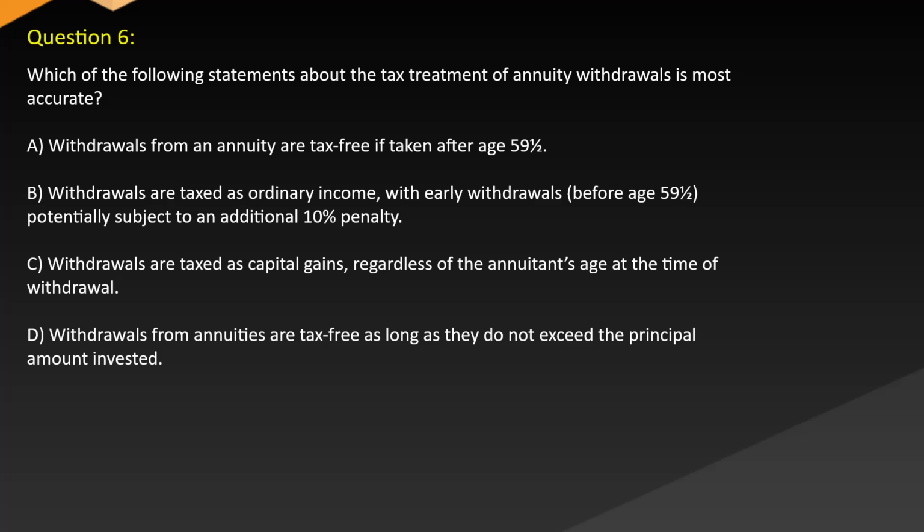Question 6. Which of the following statements about the tax treatment of annuity withdrawals is most accurate? A. Withdrawals from an annuity are tax-free if taken after age 59½. B. Withdrawals are taxed as ordinary income, with early withdrawals before age 59½ potentially subject to an additional 10% penalty. C. Withdrawals are taxed as capital gains, regardless of the annuitant's age at the time of withdrawal. D. Withdrawals from annuities are tax-free as long as they do not exceed the principal amount invested.